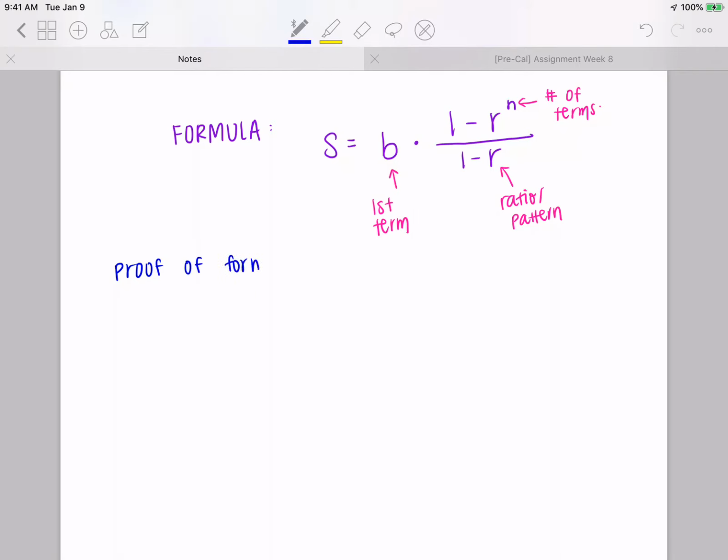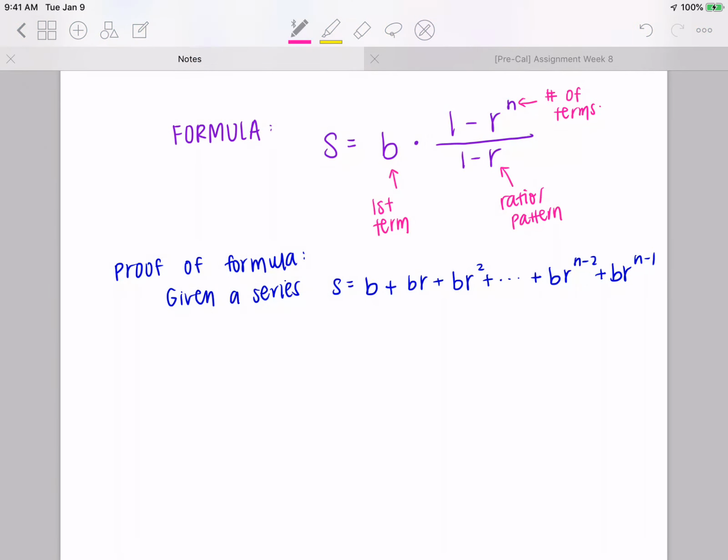So, proof of this formula, we are given a series S equals B plus, to get to the next number, if I have to multiply by R, it will be B times R, right? And then if I have to multiply another R to this, it will be BR squared plus dot dot dot plus, and then we are going to go from BR to the n minus 2 plus BR to the n minus 1. Okay, let's say this is a series that we get.